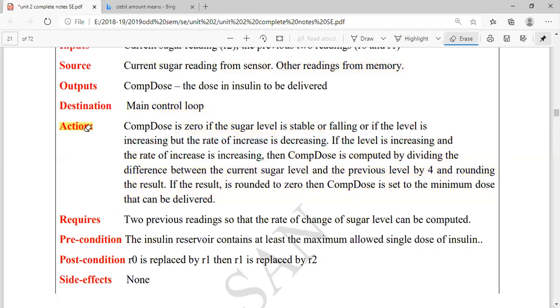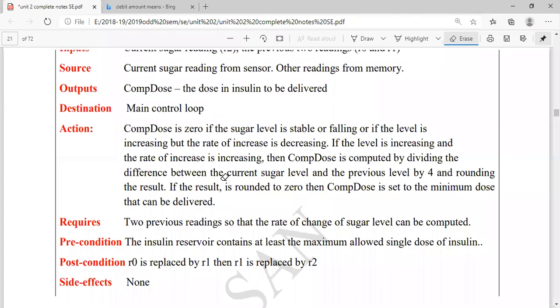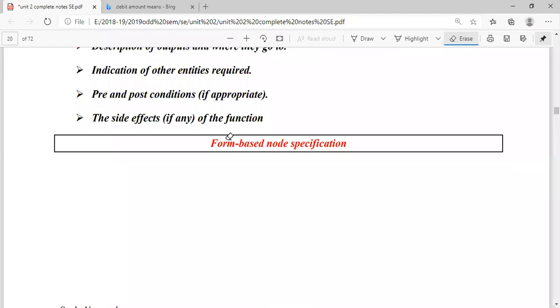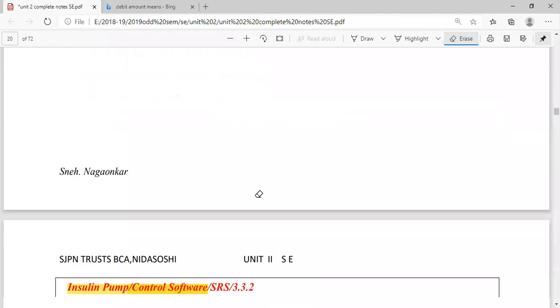But again, this is form based, and we can understand that. But here you can see that this can be written in an easier way by using some symbols like greater than, less than, or some operators, isn't it? We can also write this precisely and make it more clear. That is made clear in the next format of writing the SRS. So this is one example of writing the SRS by using form based specification.